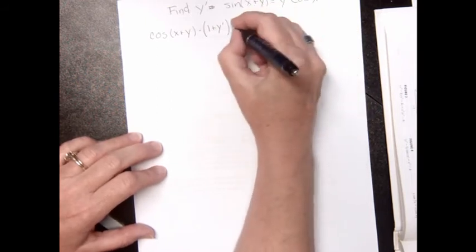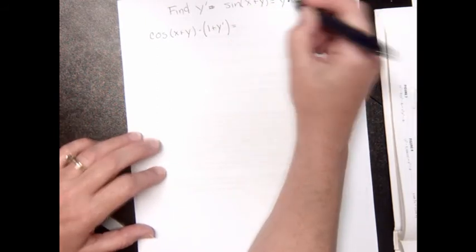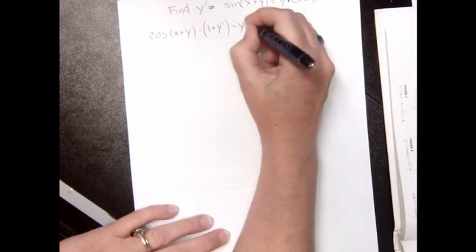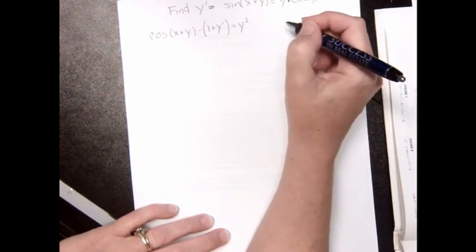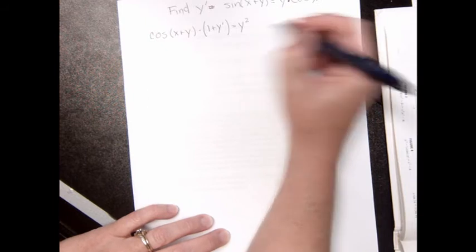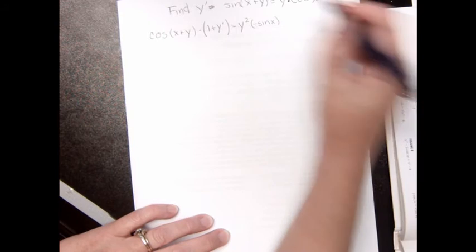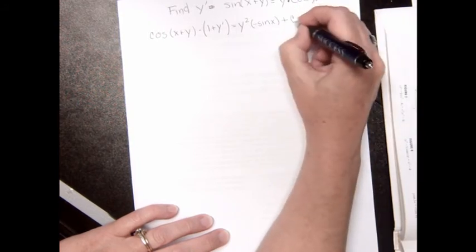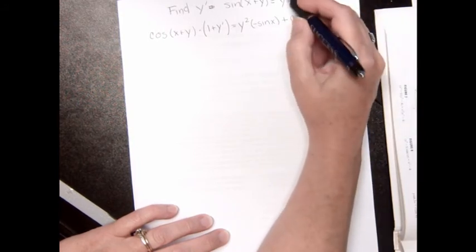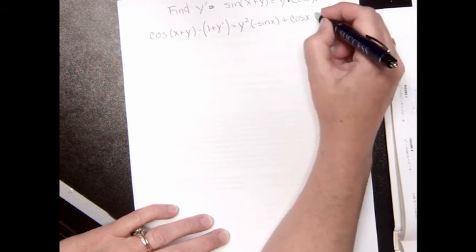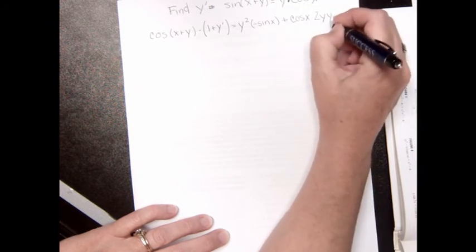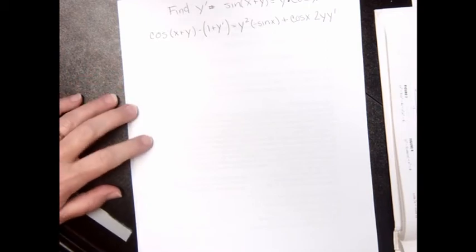Now let's move to the other side. I have a product rule here. Y squared, I'll leave it alone first. Derivative of cosine is negative sine, plus, leave cosine alone, and differentiate my y squared, so it's 2y, y prime. So, not very nice looking at first, but we can clean this up a lot, and we're going to.